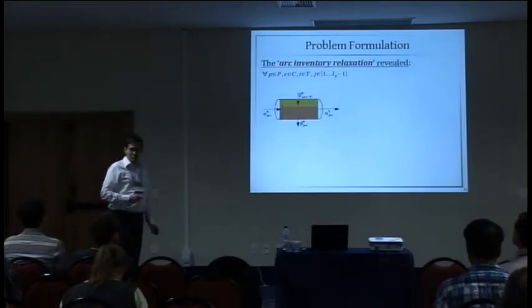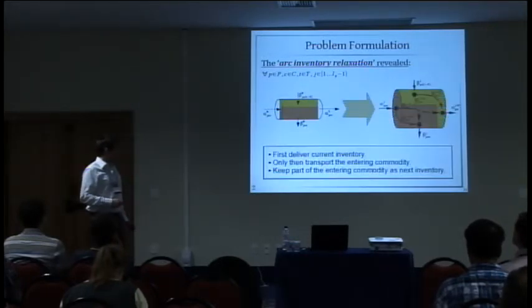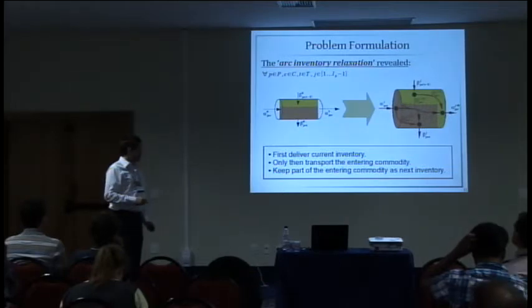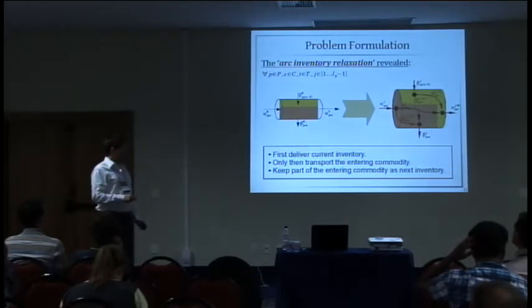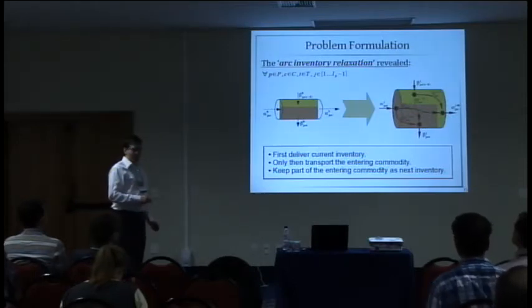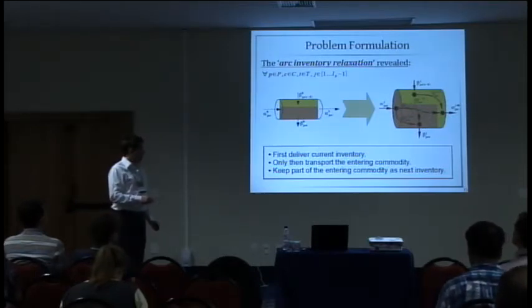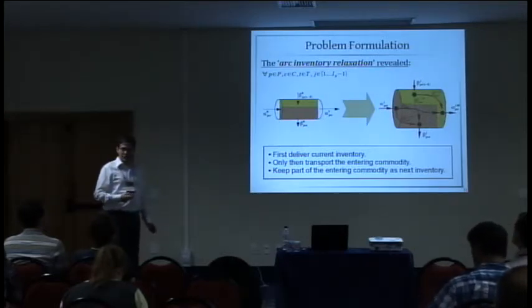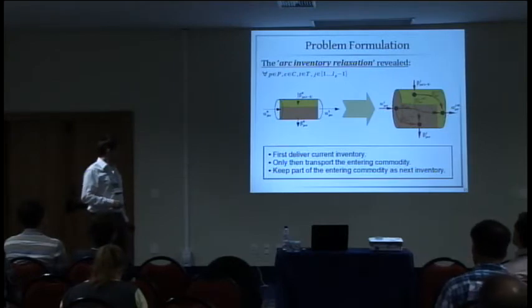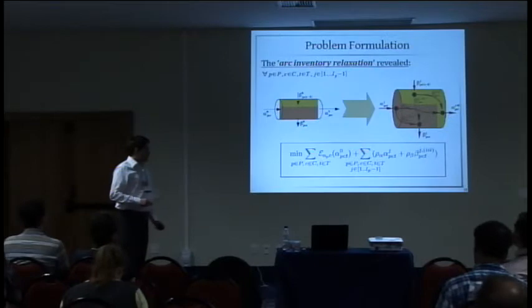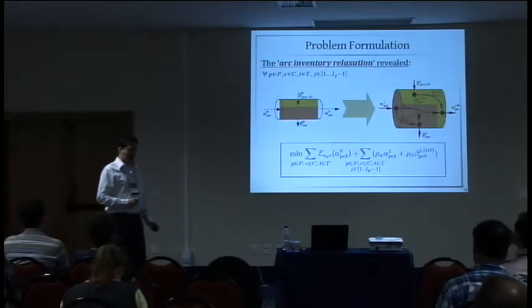Therefore, I have to enhance this model. And the enhancement is I expand each arc into a subnetwork. And for each arc, this subnetwork decides how much of the current inventory will be delivered at the destination, how much of the incoming commodity will be kept on the arc. That means I am simulating the behavior of the pipeline, so obeying these rules. This model alone doesn't yet assure this behavior.